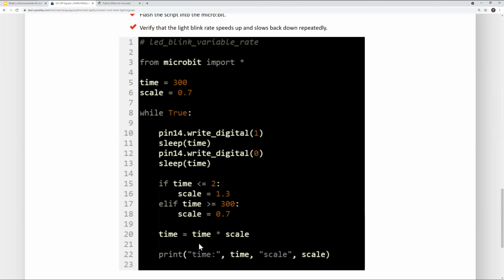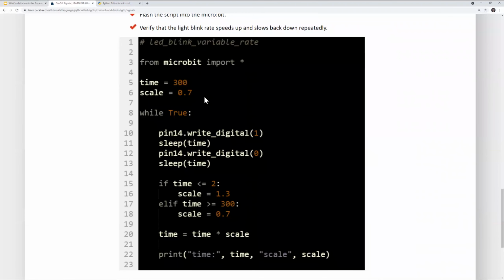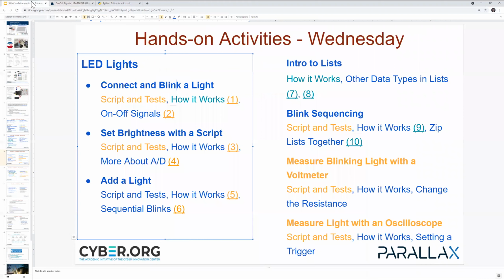So in this case, what they're doing is, let's try it ourselves. Let's see, LED blink variables rate, and we are in the blink part. Okay, so bear with me a second. That's on-off signals.